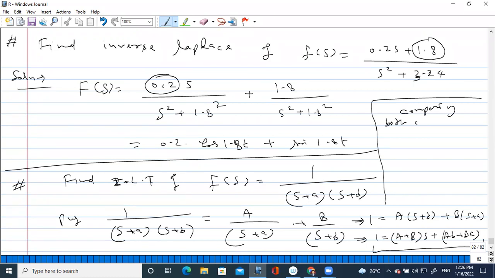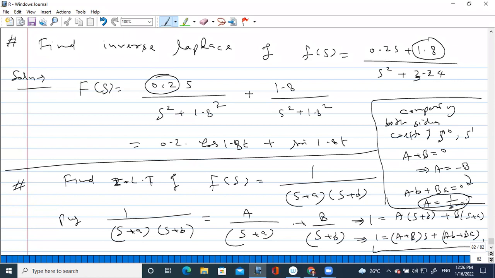Comparing both sides, the coefficient of s to the power 1 and s to the power 0, you will find that A plus B is equal to 0. So from here you will get A equal to minus B, and Ab plus Ba is equal to 1. So here you can put that value. Okay, so then you will find A equal to 1 upon b minus a. So these values you will put here, then you find the Laplace inverse of this, Laplace inverse of this. So note down this. This is the method we will apply.